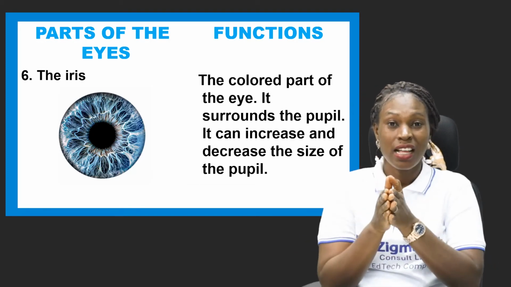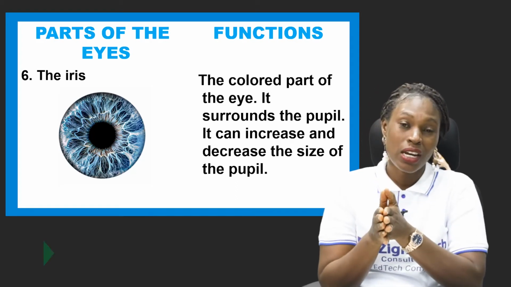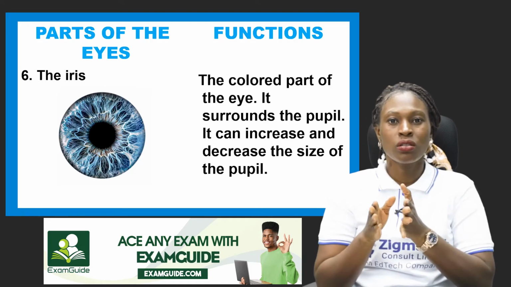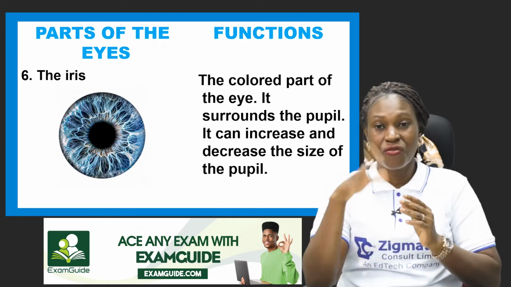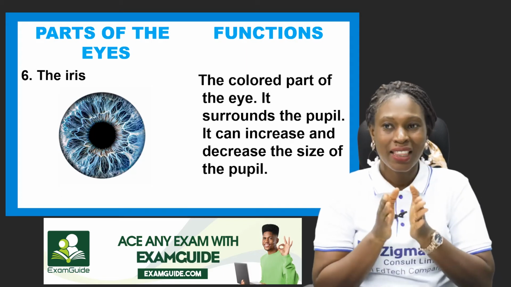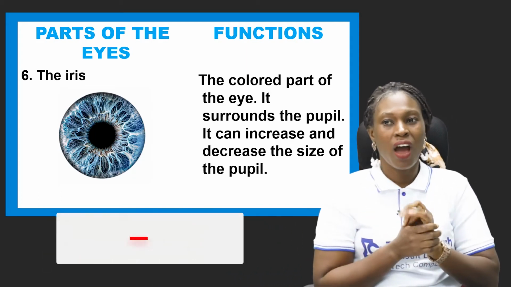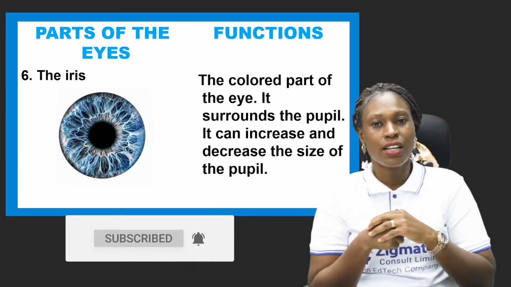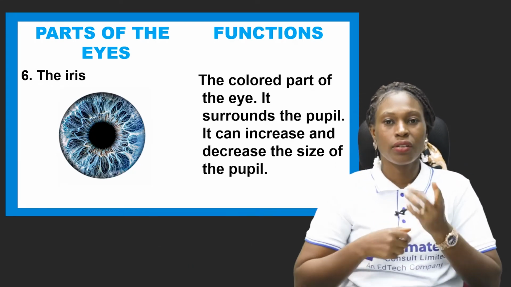Yours might not be the same color you're seeing on the screen. We all have it differently. And people from all walks of life, from different works, we have them in different colors, but they all do the same thing. Now, this is the colored part of the eye. It surrounds the pupil. It can increase and decrease the size of the pupil. That's what the iris does.